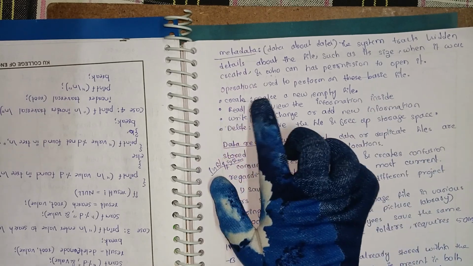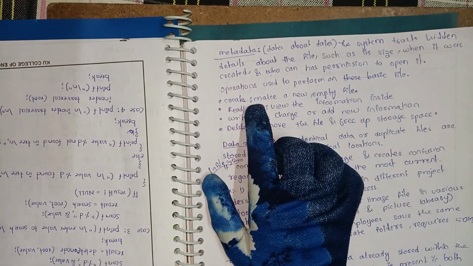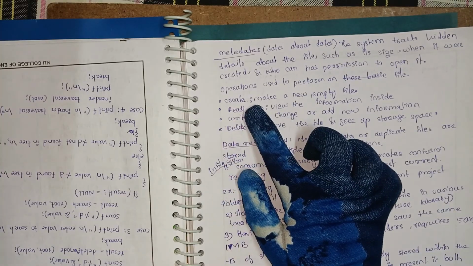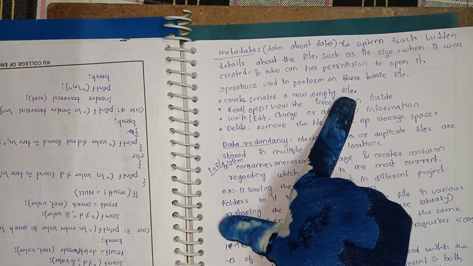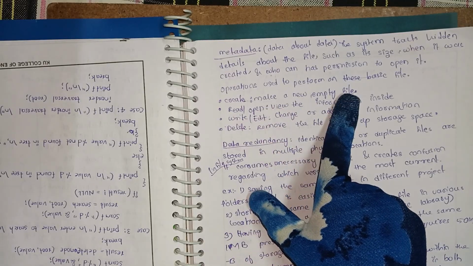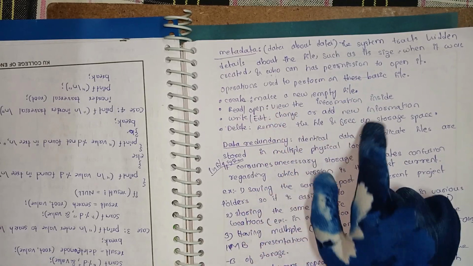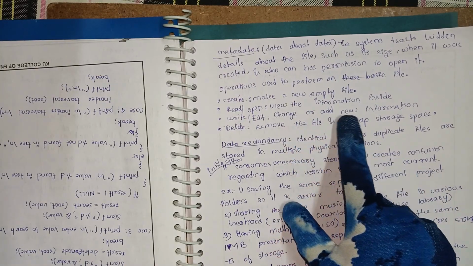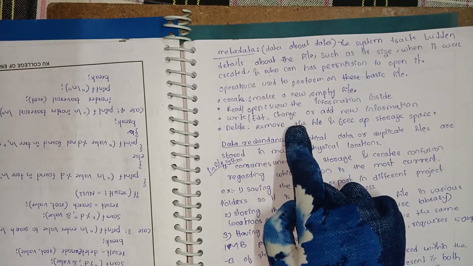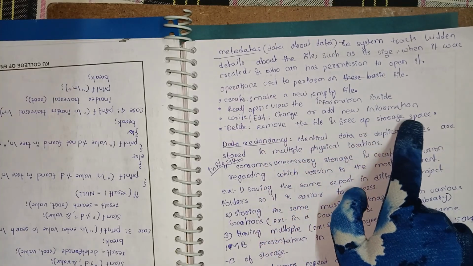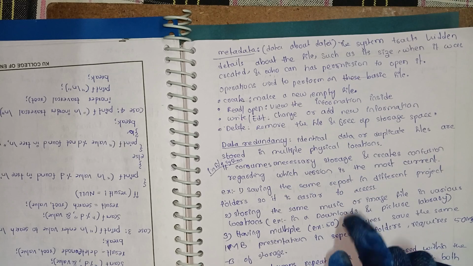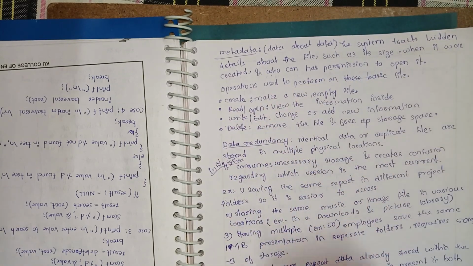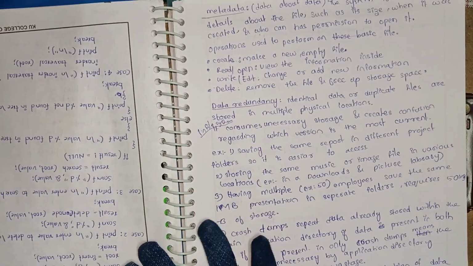Then the operations used to perform on a file: create, read or open, write or edit, delete. Create makes a new empty file. Read views the information inside. Write changes or adds new information. Delete removes the file and frees up storage space. By using these operations we can perform these tasks.